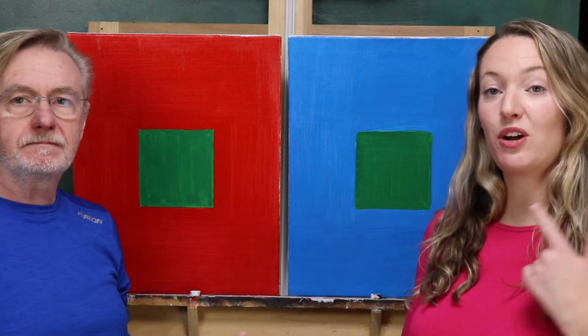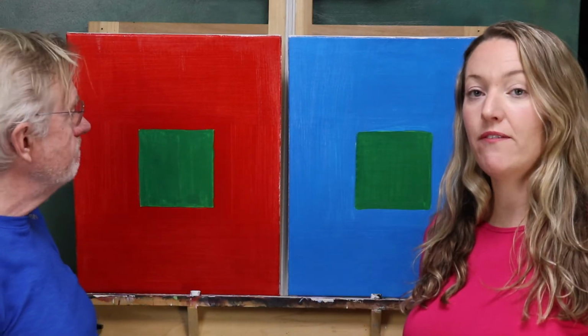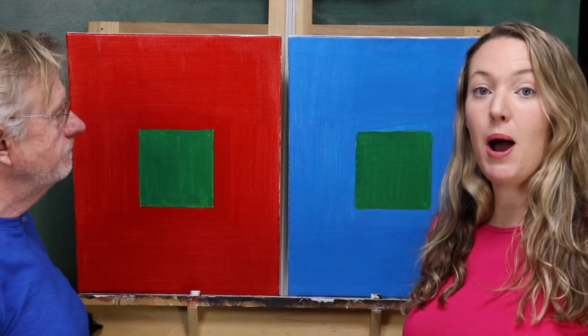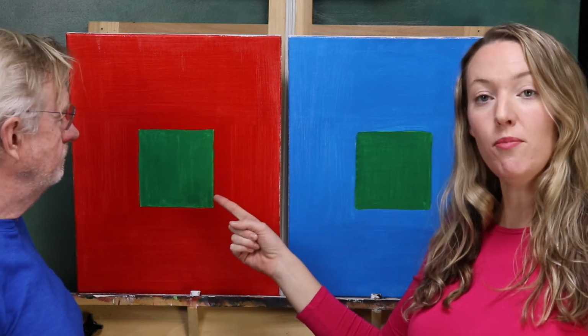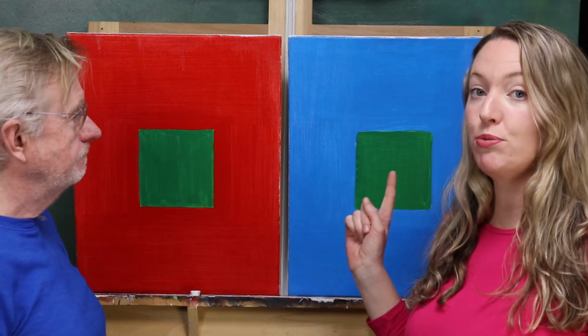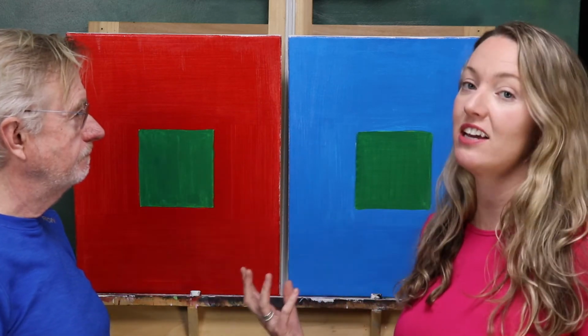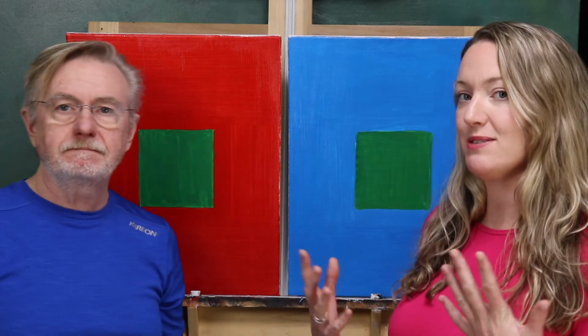And just to show you that it works in reverse, here we have the little green squares up against the complementary color, the red. This pops a lot more than the green square up against the blue, which is analogous to green. So it doesn't pop quite as much.